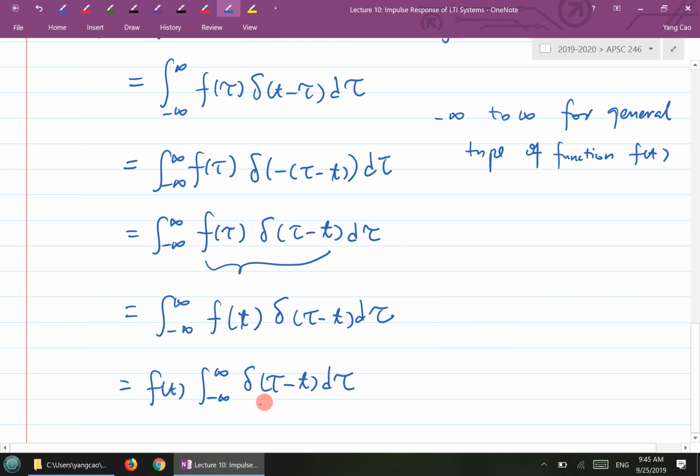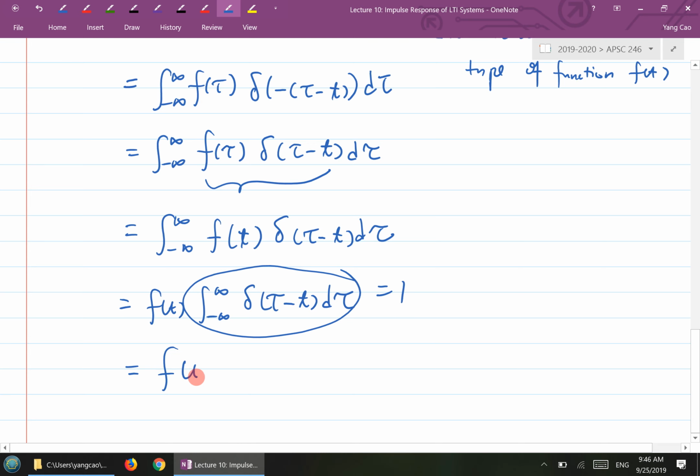And finally, you're only left with the integral of this shifted impulse function, integrating from negative infinity to positive infinity. So what do you think this one should equal? 1. Excellent, right? The area underneath that impulse function is always 1. Because it's negative infinity to positive infinity, it definitely will cover that small rectangle, right?